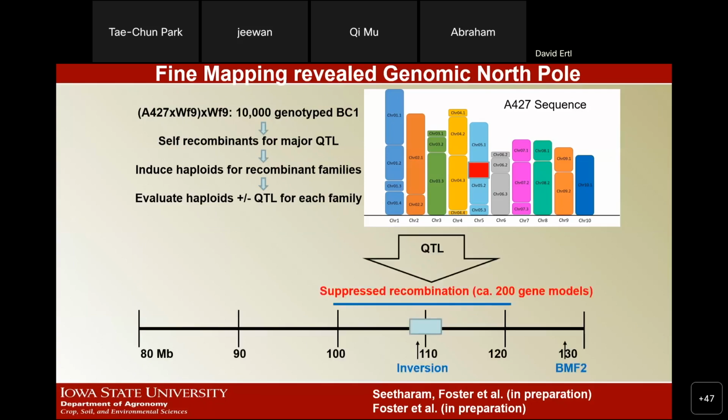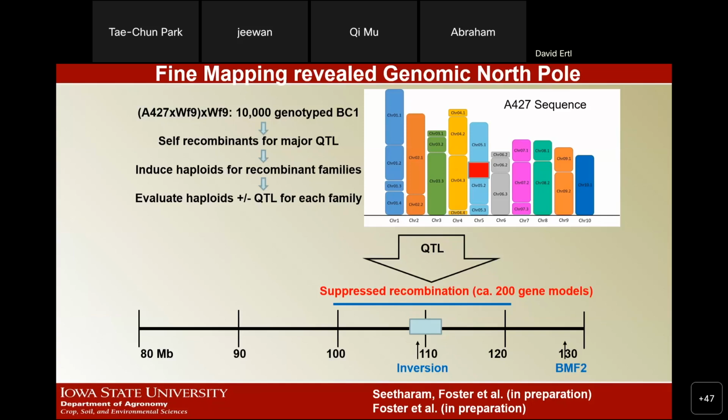And we were able to find recombinants, but not in a region of about 20 megabase size. So that's why I call this genomic North Pole. It's not only a cold spot, but it's really, there's nothing happening. There's no crossover whatsoever. And we are continuing to work on this.